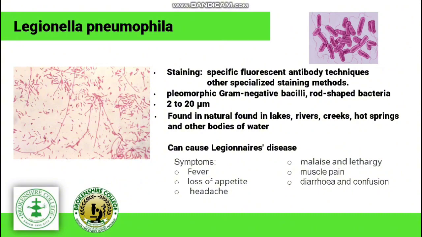Legionella pneumophila is a worldwide waterborne pathogen and the most common cause of cases including outbreaks. It is commonly found in lakes, rivers, creeks, hot springs, and other bodies of water. Inhalation of contaminated aerosols from contaminated water may cause Legionnaires' disease, which has initial symptoms of fever, loss of appetite, headache, malaise, lethargy, and some patients may also have muscle pain, diarrhea, and confusion.